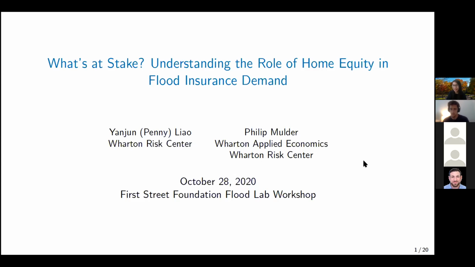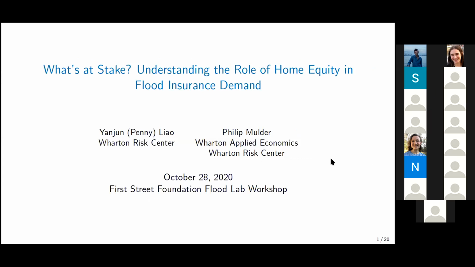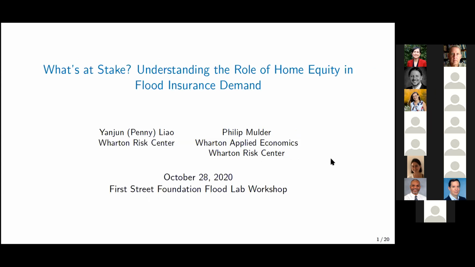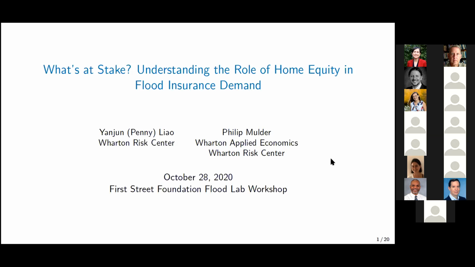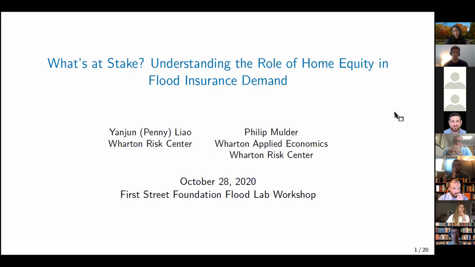It's very exciting to see the updates that First Street is coming up with, because our project has benefited a lot from this data, but we definitely have not fully used the power of property level flood risk. And so it's very exciting to see these updates, and we hope to take advantage of having access to this data more in the future. Today, I'm going to present a project called What's at Stake?